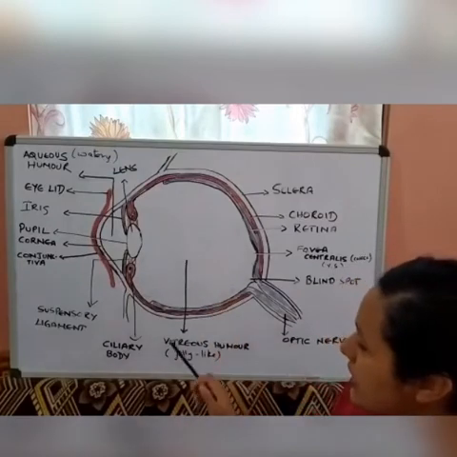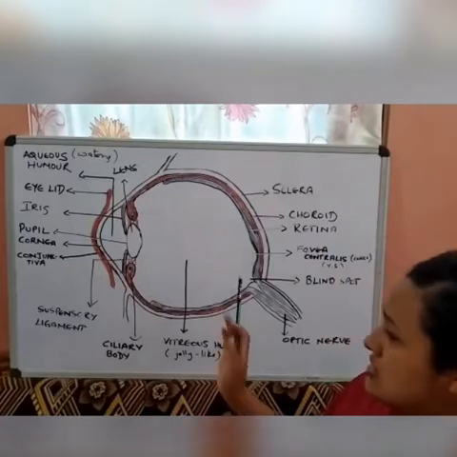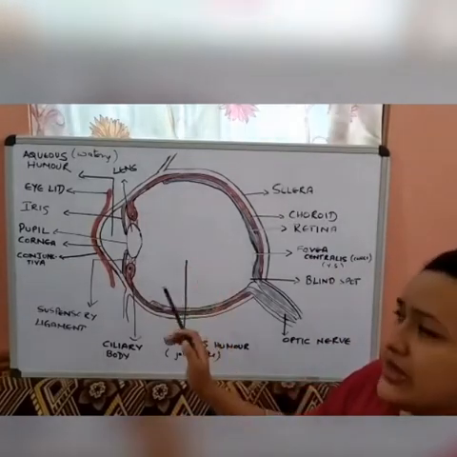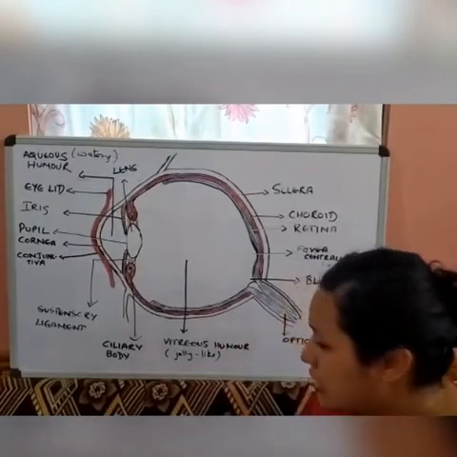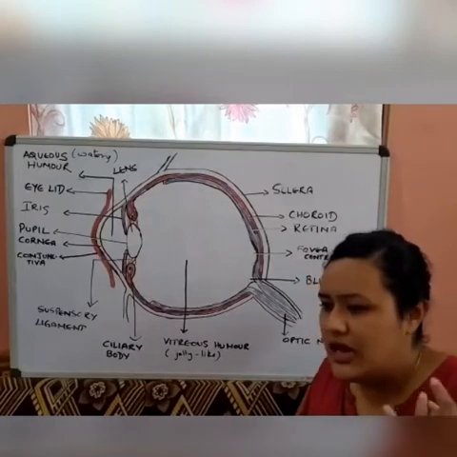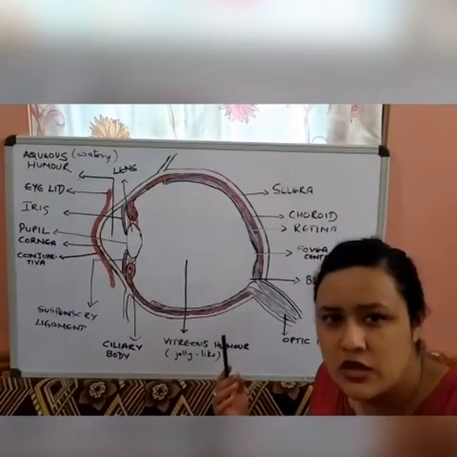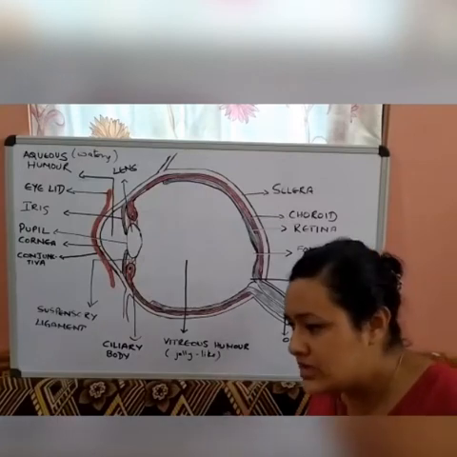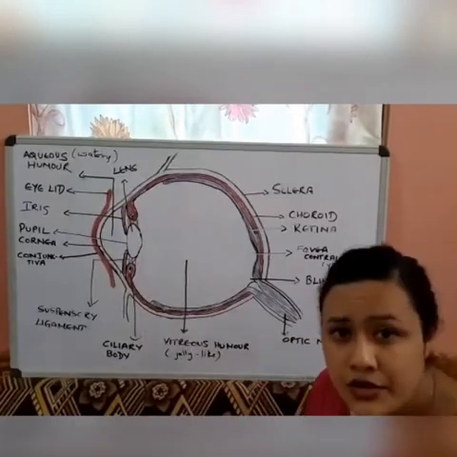It is filled with vitreous humor, a jelly-like substance. These fluids present in the eye, aqueous humor and vitreous humor, have 2 functions. One is to keep the eye firm and give a proper shape to the eyeball. Along with that, they also provide nutrients to the lens and the cornea.